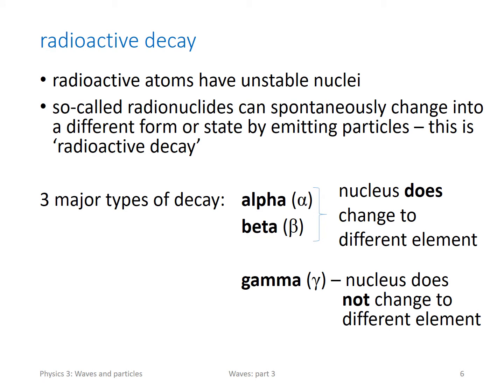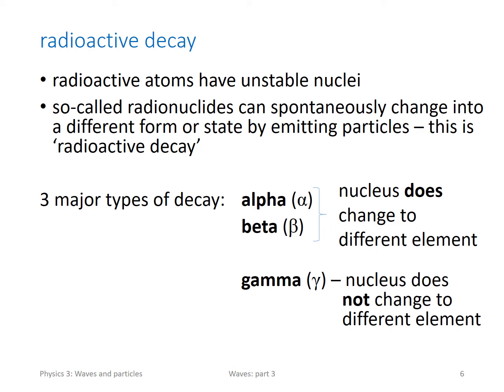Atoms which have unstable nuclei we refer to as radioactive. So radioactive atoms or radionuclides are ones which can spontaneously change from one form to another or from one state to another by the emission of particles. This is what we refer to as radioactive decay. And there are 3 major types of radioactive decay. We can classify it into 3 common types: alpha, beta and gamma.